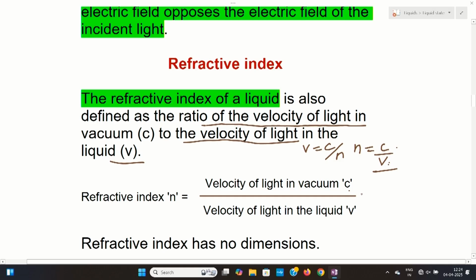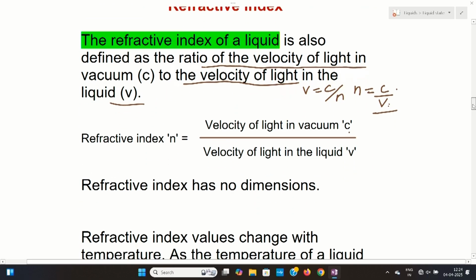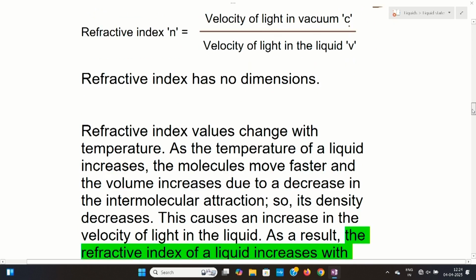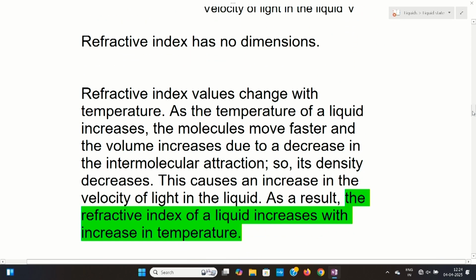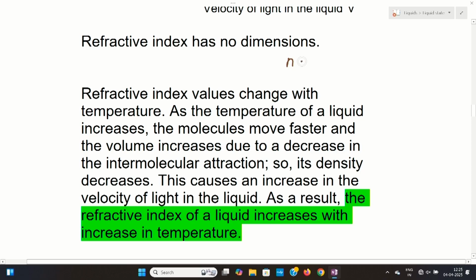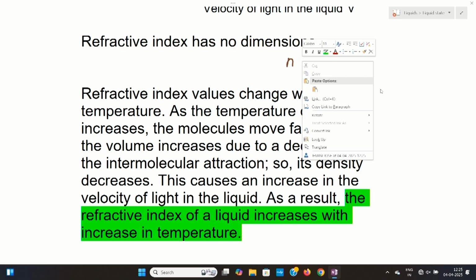Here both are velocities, therefore refractive index has no dimensions. Both will get cancelled, so the refractive index has no dimensions. This refractive index n value will change according to the temperature.